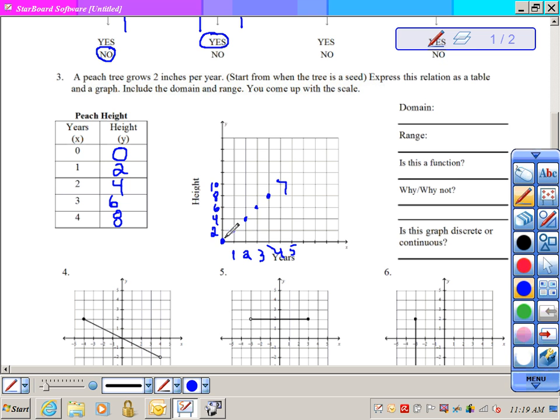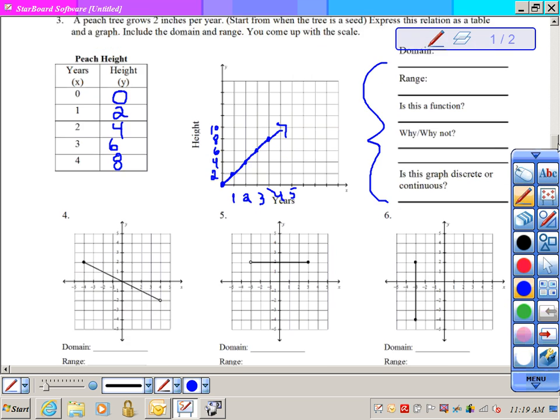So we can find out where that tree is at a half a year. So this is a continuous graph. So we're going to connect the lines. You should be able to fill out this section over here by yourself. Now we're going to skip down to number 7.